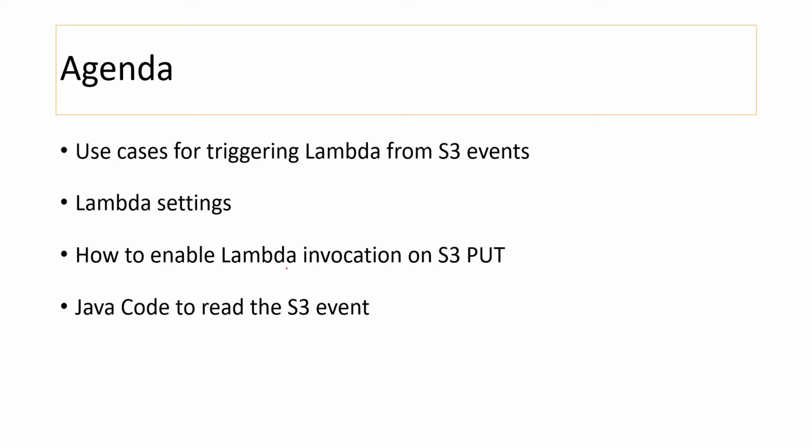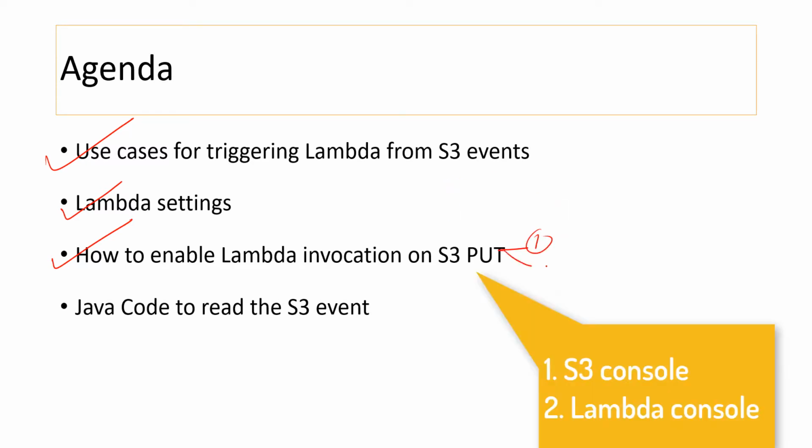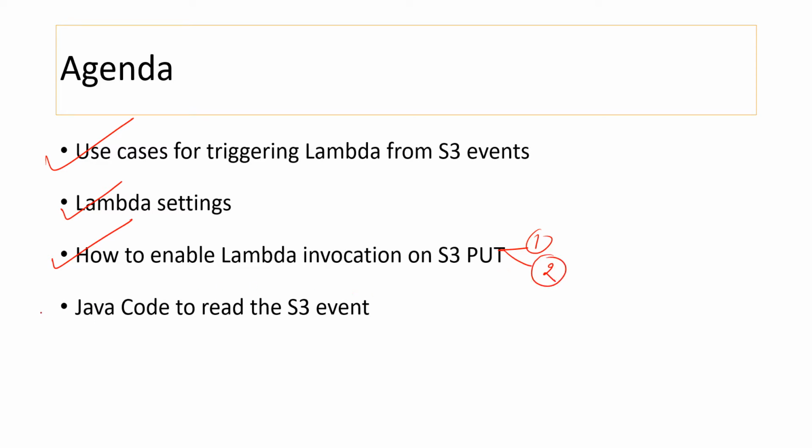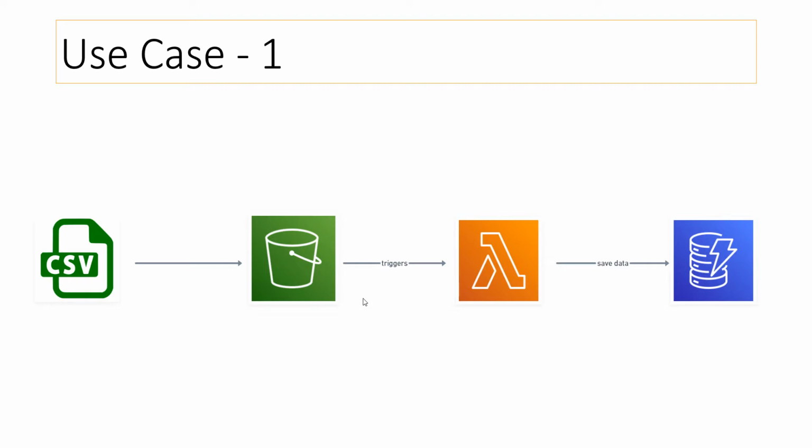Agenda of this video is, first I'll discuss various use cases for this particular scenario. Then I will cover general settings in Lambda so that you don't waste time on debugging the issues. Then how can you enable Lambda invocation on S3 put? So basically there are two ways. One is from the S3 console and second is from Lambda console. I'll show you both in the demo. And the last one is Java code to read the S3 event. So we'll do the live coding in this video and you'll get to know how to process the CSV file in Java.